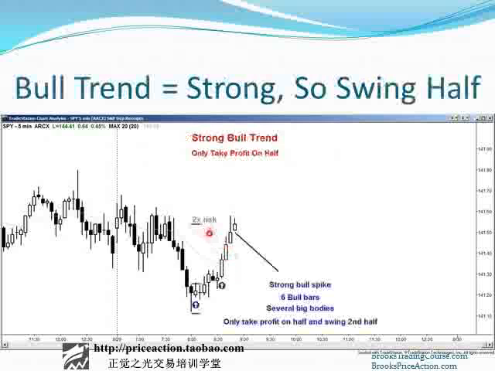The market reached 2 times the initial risk, and that created this tail here. Probably a lot of traders took profits at 2 times their risk. We have a strong bull spike, only one bear bar in the past 8 or 10 bars or so, and we have several relatively big bull bodies. So I would not exit the entire position. I would just take half off and maybe put a stop below the bottom of the spike here or here and swing the rest.